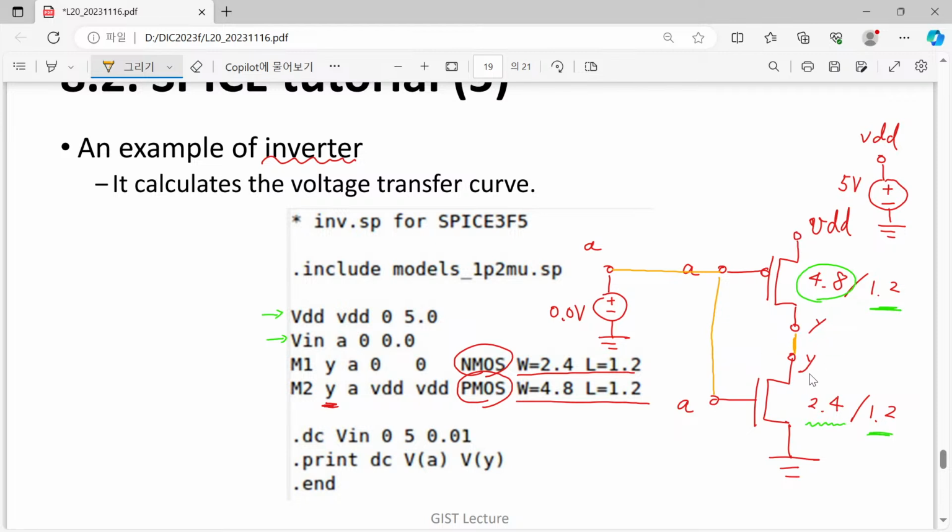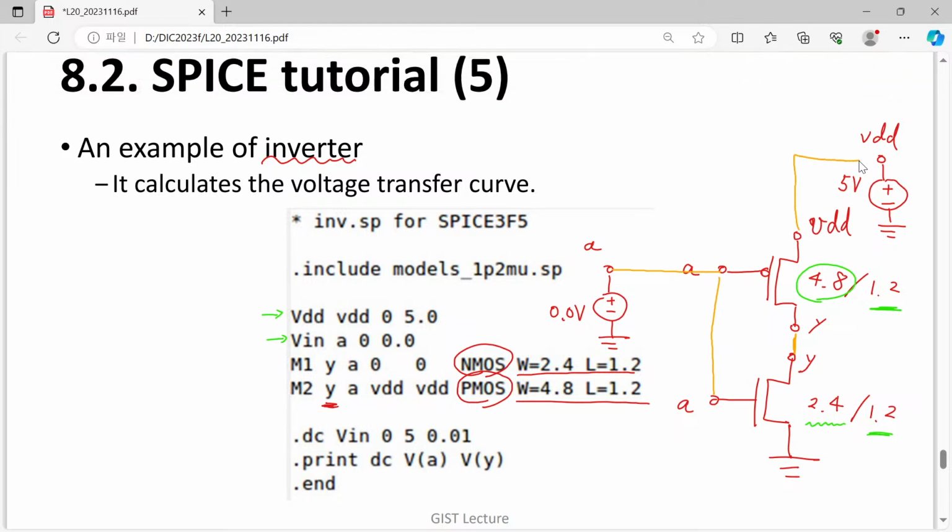Their drain is shared, and also the source of our P MOSFET is connected to the VDD. Okay, that is just an inverter. You know it. Then what we can do is the DC simulation. So in this case, VDD is already kept as 5.